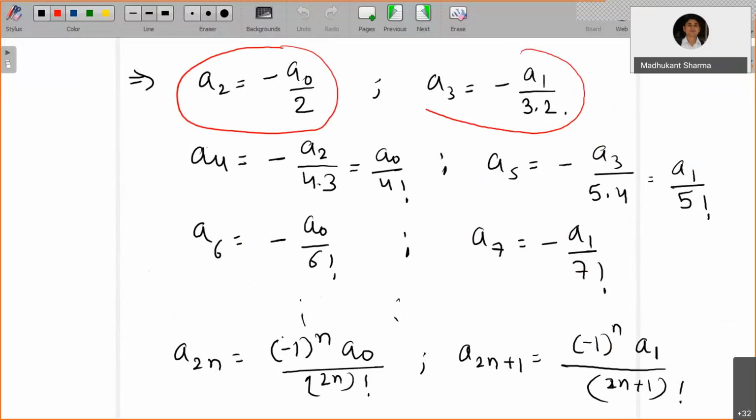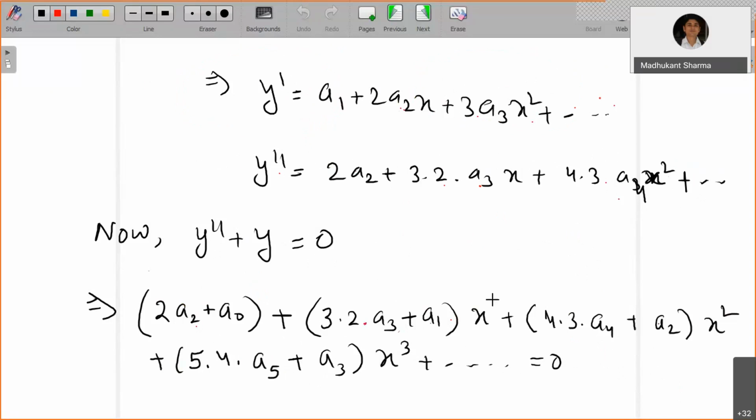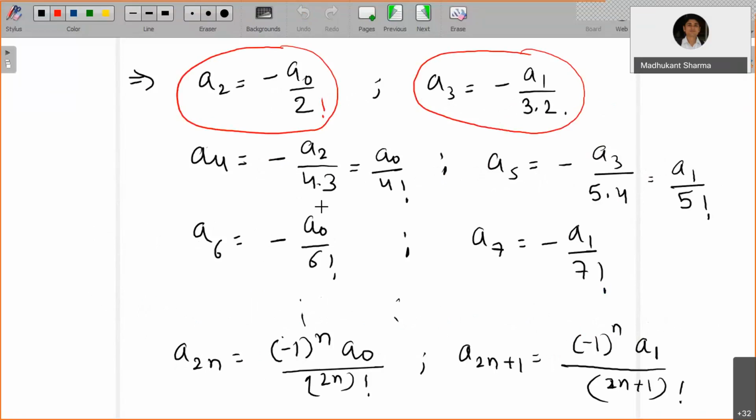That is 3 factorial, and this is 2 factorial. Now the equation 4 times 3 times a4 plus a2 equals 0, so a4 equals minus a2 by 4 into 3. Substituting a2 equals minus a0 by 2 factorial, minus minus gives plus, you have a0 by 4 into 3 into 2 factorial, that is 4 factorial. Similarly you can show a5 equals a1 by 5 factorial and so on.